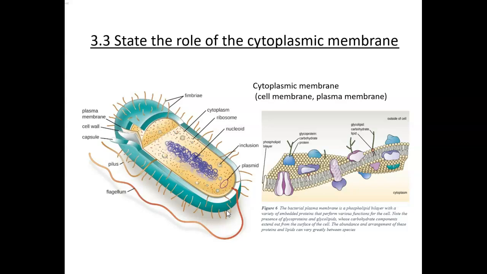The last thing in section 3.3, we were talking about the envelope. Remember, the envelope has the cell wall and the plasma membrane, or the cytoplasmic membrane. You probably remember something about plasma membranes from another biology class, that they are made of that phospholipid bilayer with proteins embedded in them. Remember, the major function of the cytoplasmic membrane is to control what goes in and out of the cell. So it lets some things in and prevents other things from coming out.